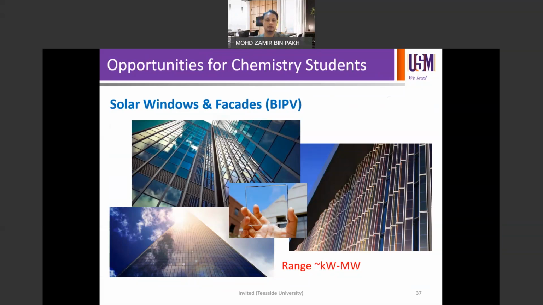Also, if you want to use the application as BIPV, you have to have an aesthetics element as well. You need colors, and you need designs and stuff like that. That will somehow compromise the efficiency of the solar cell as well. So it's a juggle between the conversion efficiency and the purpose and the specific application.